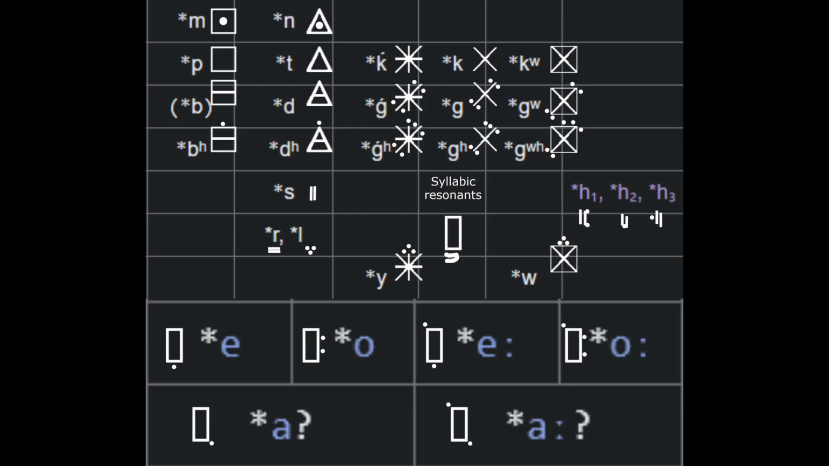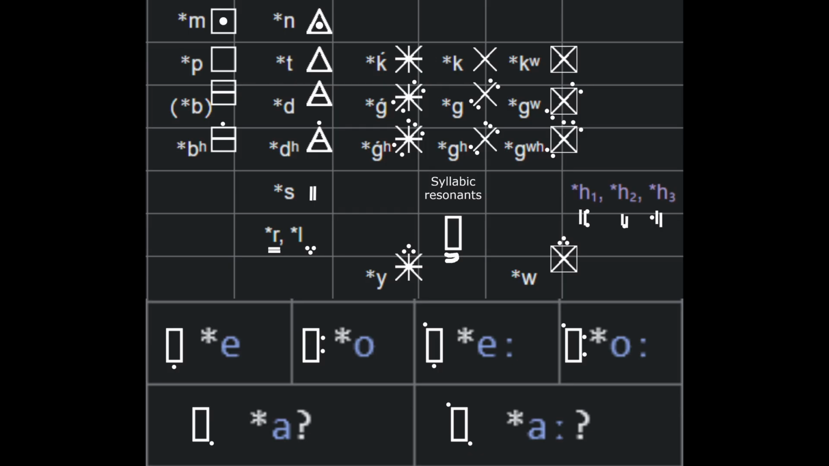And then we have the syllabic resonance diacritic, which represents that the sound that you're looking at, the consonant that you're looking at, isn't being pronounced as a consonant, it's being pronounced as a vowel. So if you take y, for example, and you add this syllabic resonance underneath it, you get e.